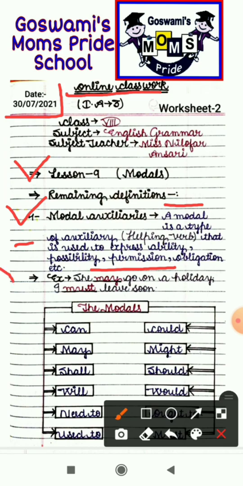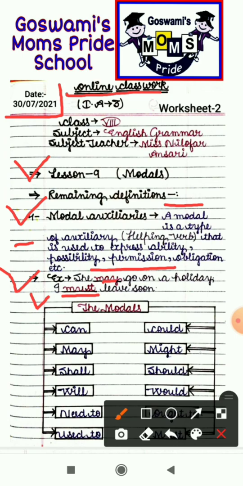Example you can see here: she may go on a holiday. So here may is a modal and it is showing the possibility that she may go on a holiday. Second one is: I must leave soon. So here must is a modal that is showing necessity, that I need to leave soon. So here you can see that a modal is used as a helping verb and it is showing the specific situations.